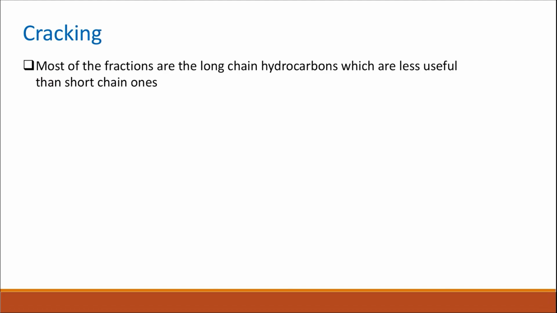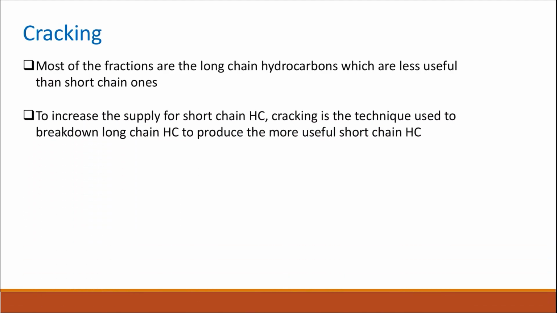The problem with the separation of the different components of crude oil is that the major part of the components are long chain hydrocarbons, which are much less useful than short chain hydrocarbons. To make this process more useful, the long chain hydrocarbons have to undergo what we call cracking, in order to break them into shorter chains, which are much more useful.